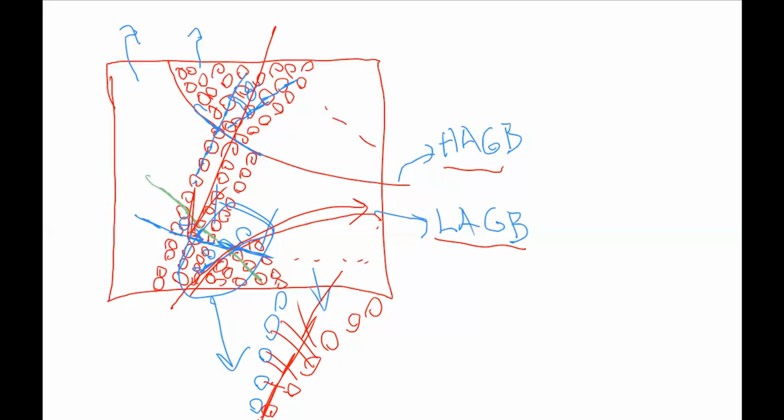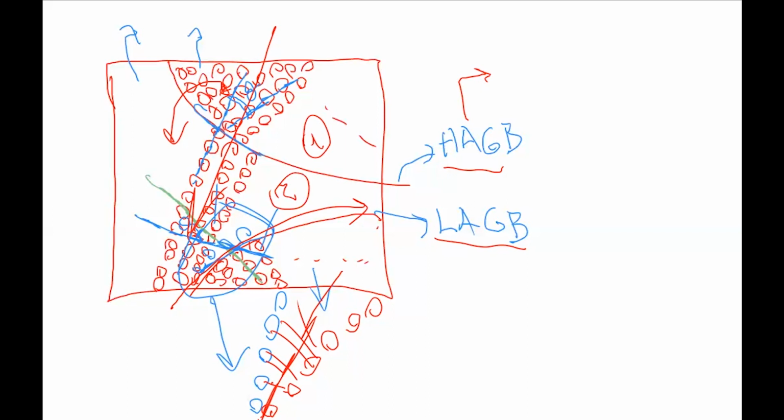High angle hocam. Is it? High angle, right? And the explanation is it is harder for a dislocation to jump from this grain to this grain. Since we have a high angle, it requires more energy to jump from the first grain to the second grain.